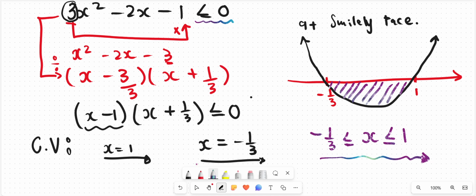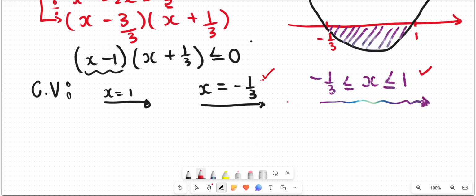That's your final answer. So please guys, do not stop at just the critical values. Critical values just gets you 1 mark, but this gets you your final 1 mark there. Alrighty, let's do another one.